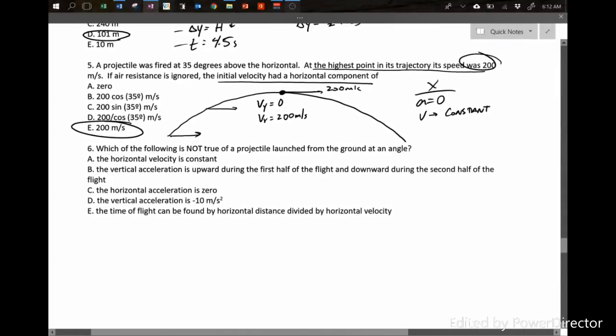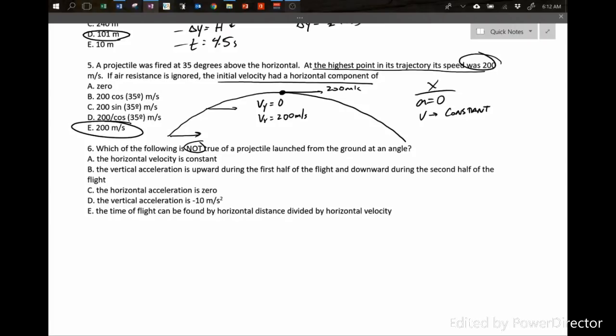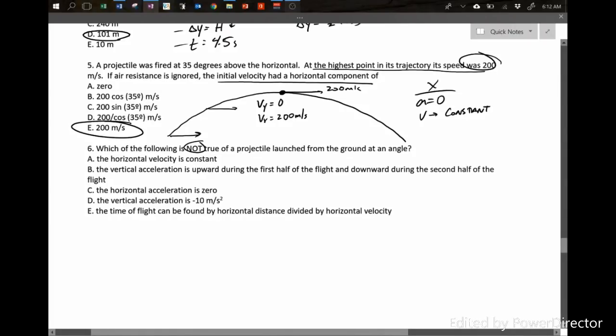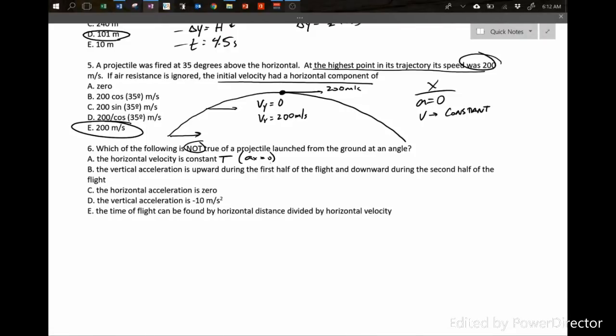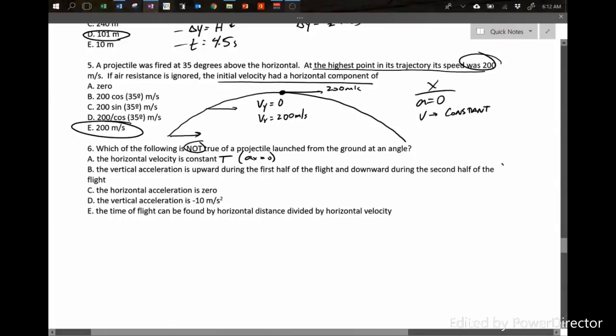Which of the following is not true of a projectile launched from the ground at an angle? So for a projectile launched from the ground at an angle, not true. Horizontal velocity is constant. That's true because the x acceleration is 0, and so the x velocity never changes. The vertical acceleration is upward during the first half of the flight and downward during the second half of the flight. Well, no. We know for a projectile that the acceleration is the acceleration due to gravity. That's always down. So the acceleration is not up then down. So that's definitely false.